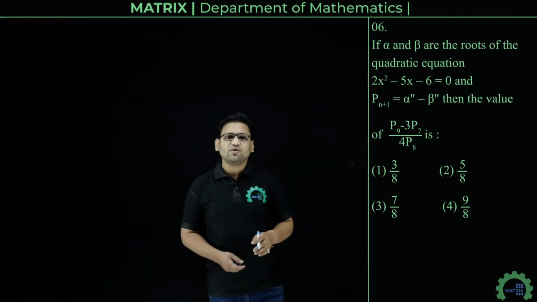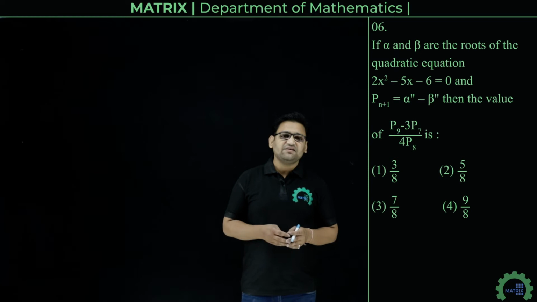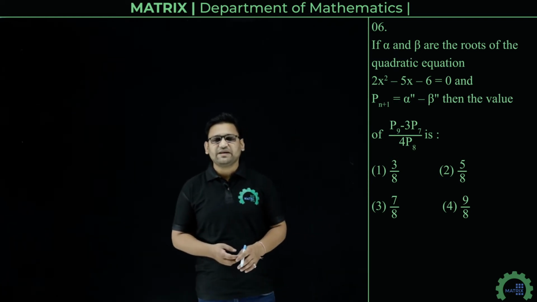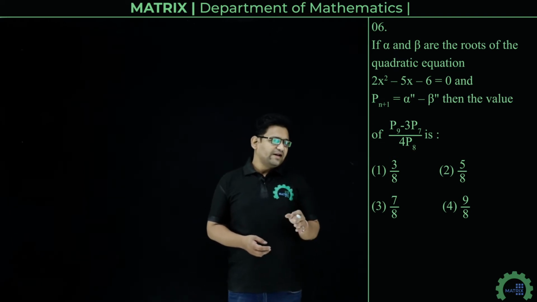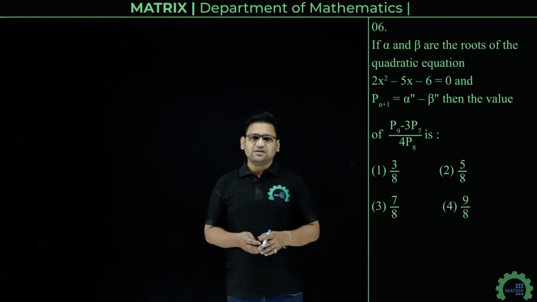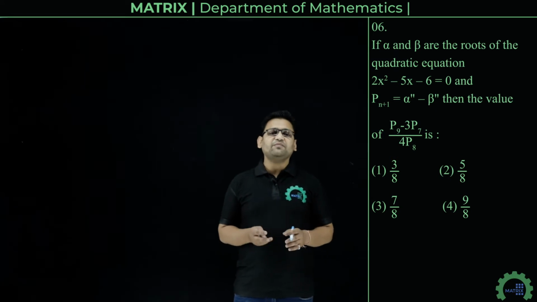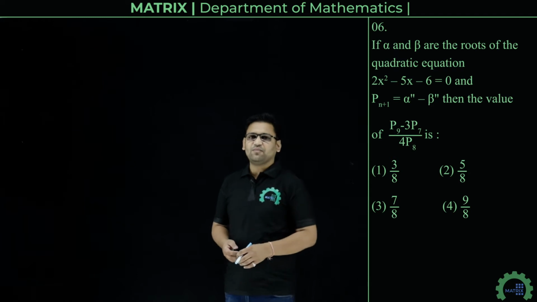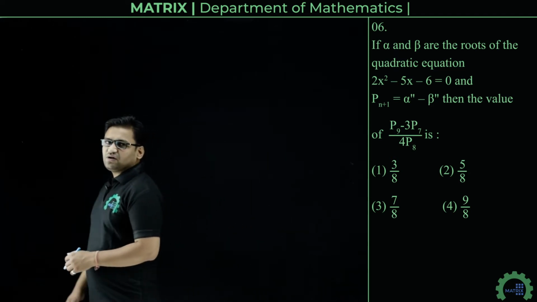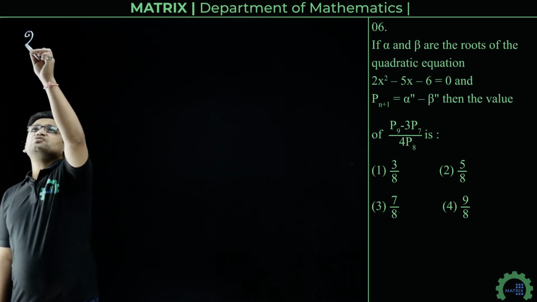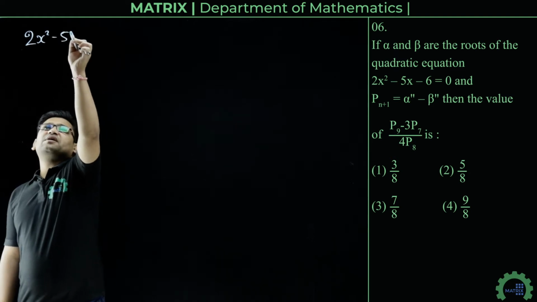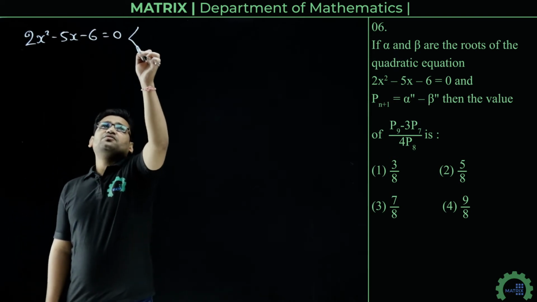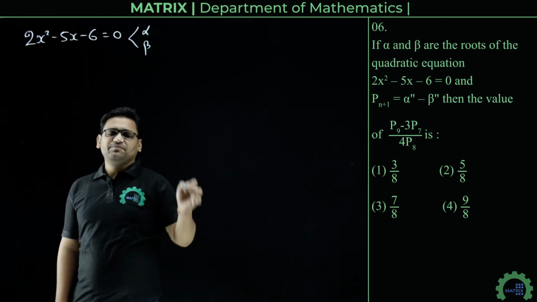Next question is from quadratic equation, in which it is given that alpha and beta are the roots of the equation 2x square minus 5x minus 6 equals to 0. And a relation is given that P of n plus 1 is equals to alpha raised to power n minus beta raised to power n, and we have to find the value of (P9 minus 3P7) upon 4P8. So first of all, the given equation is 2x square minus 5x minus 6 equals to 0, and the roots of this equation are alpha and beta.